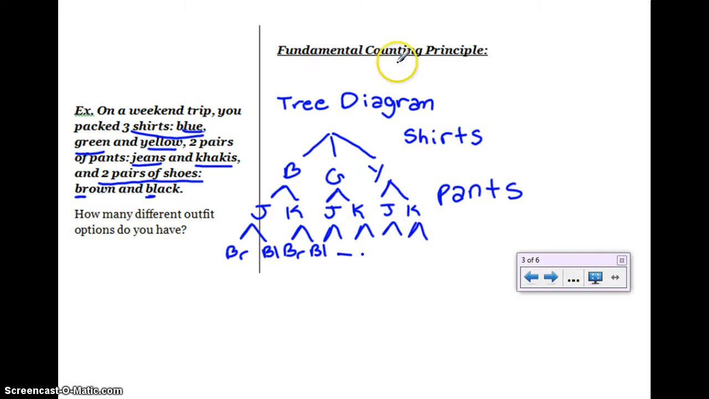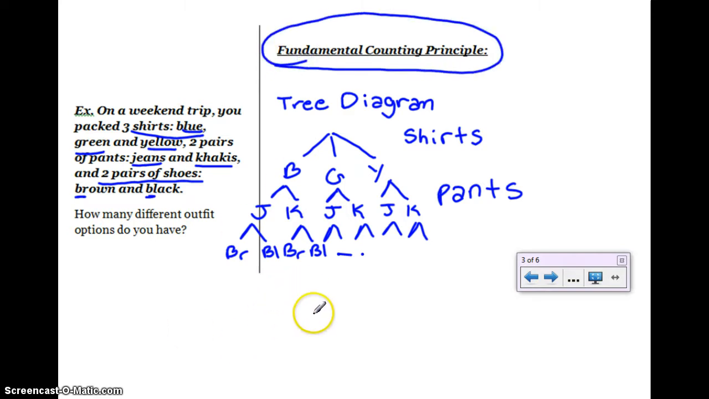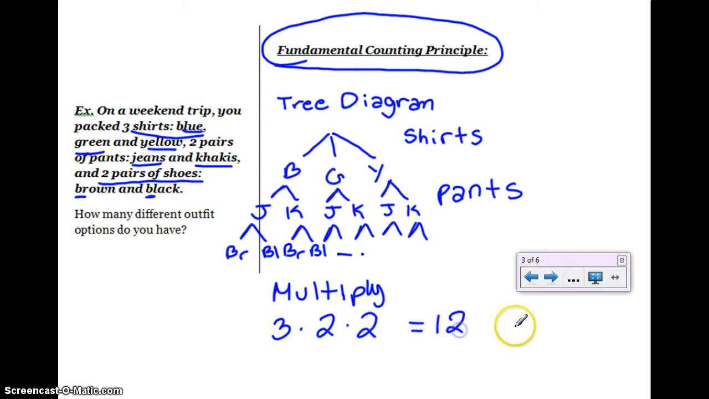A little bit faster approach is using the fundamental counting principle instead of the tree diagram, and that is multiplying the possible combinations. So if I multiply the total that I have for each, I had 3 shirts, I have 2 pants, and I have 2 pairs of shoes. That gives me 12 combinations, okay? That is a little faster than having to draw out that tree diagram every single time.